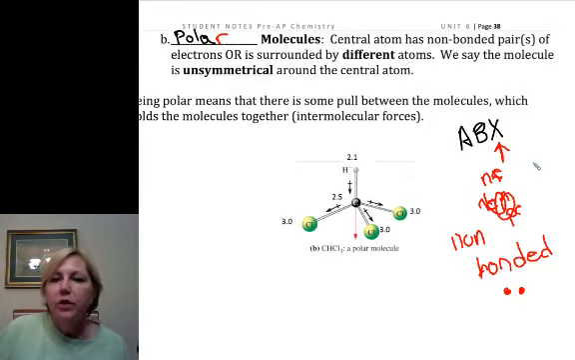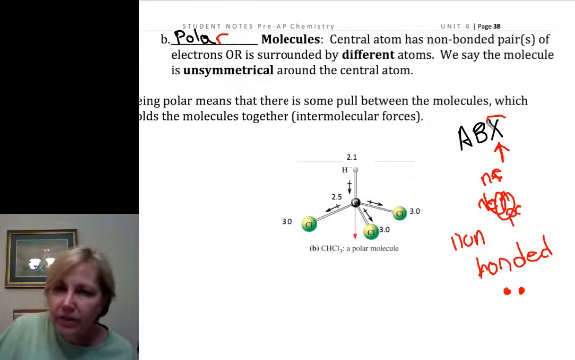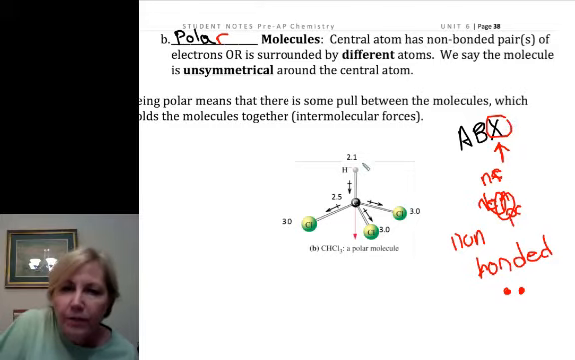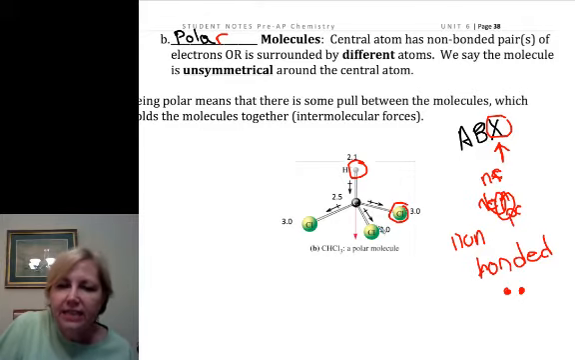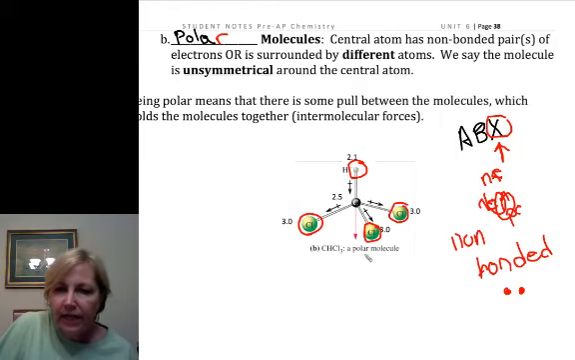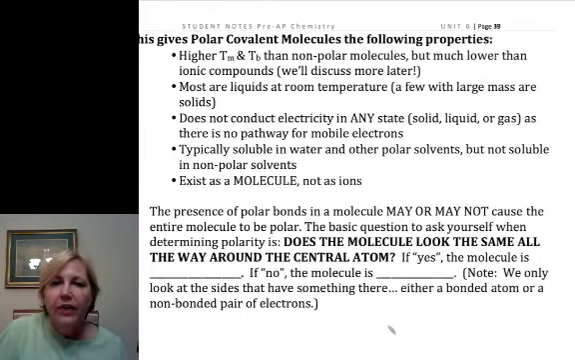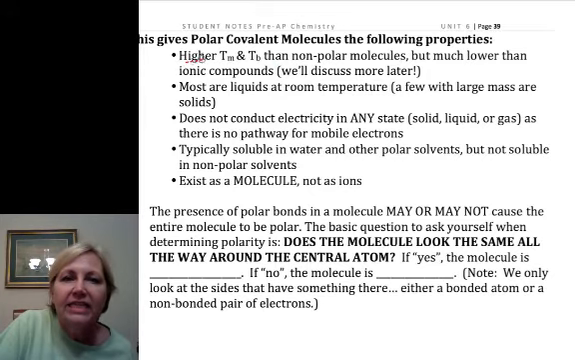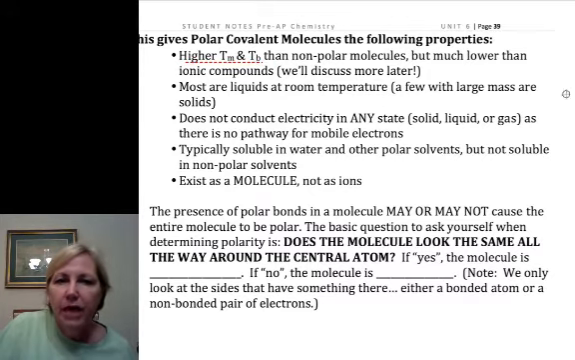All right? So if it either has an X associated with it, or we have different atoms, here we have a hydrogen and 3 chlorines, it's not the same. It's not symmetric. It's unsymmetric. That's going to give us a polar molecule. Now, the attraction between two polar molecules is typically stronger. So they tend to have higher melting points and boiling points.